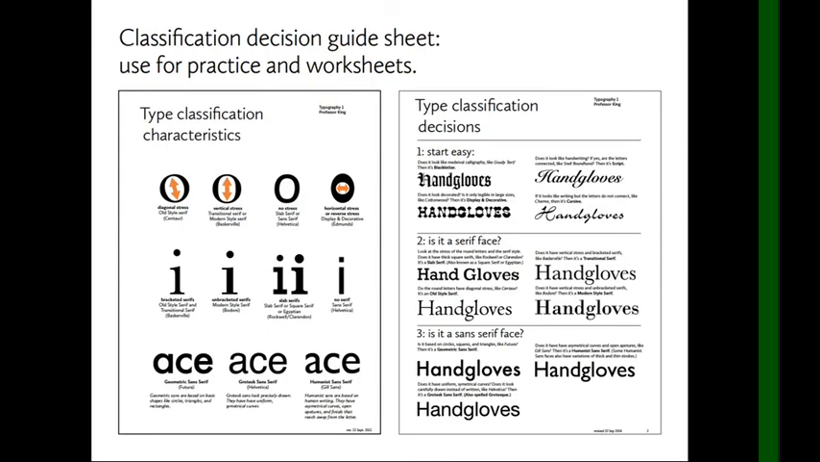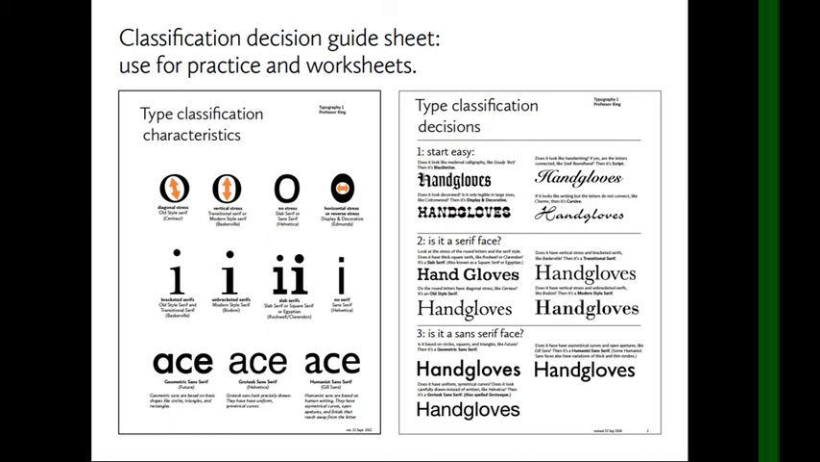I've given you a classification decision guide sheet. You're going to use this for the practice and for the worksheets. So on page 1, these are all the identifying characteristics of stress direction, serif type, and shape. And then on page 2, I've given you a breakdown, sort of a process to go through to help you classify typefaces. And it's basically you start easy with the ones that are very easy to identify.